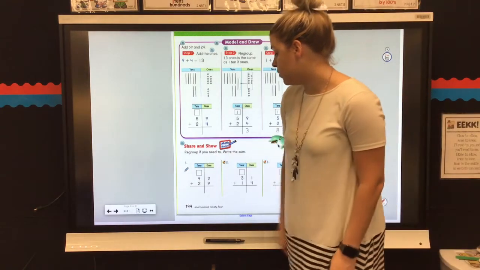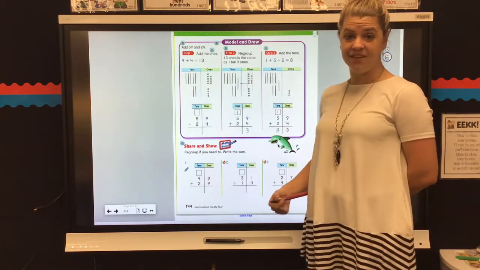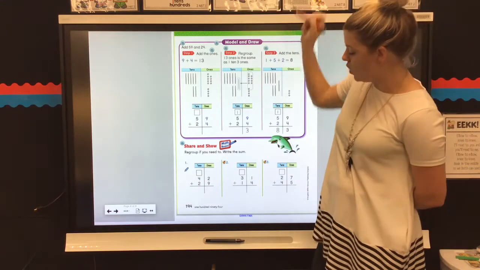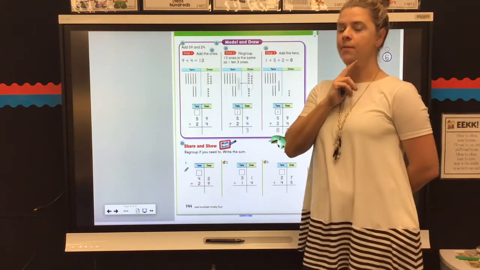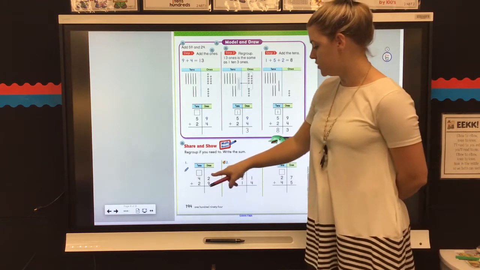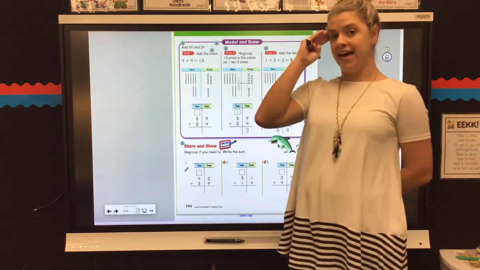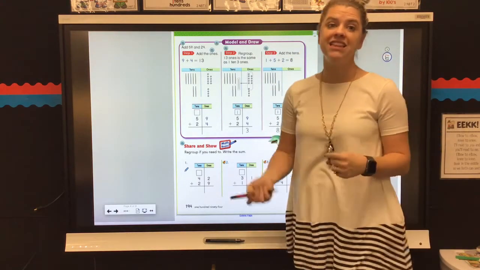We're going to look at number 1. We have the problem 42 plus 29, okay? We know that step 1 is that we add the ones. So 2 plus 9. Give you some think time. Think about it. What is 2 plus 9? 9, 10, 11. So we know that 2 plus 9 equals 11.